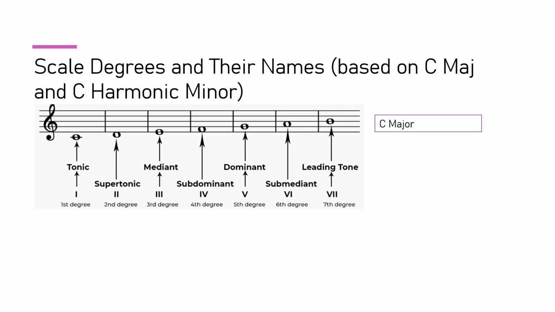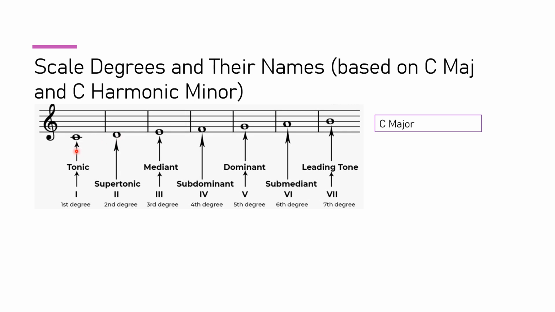So you have the scale of C major as C, D, E, F, G, A, B, right? The first note in the scale, or what you call the first degree, is the tonic. That's the key note, the home note. That's the most important in the scale formation.